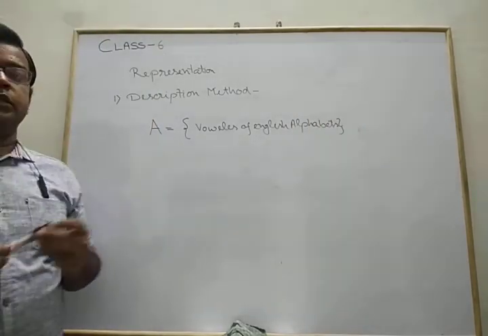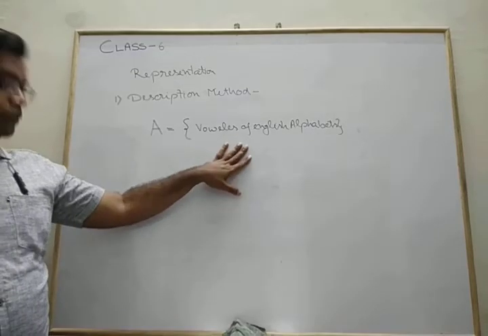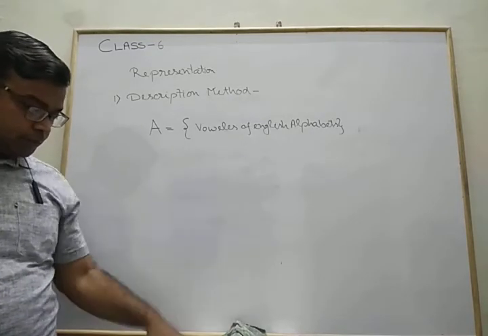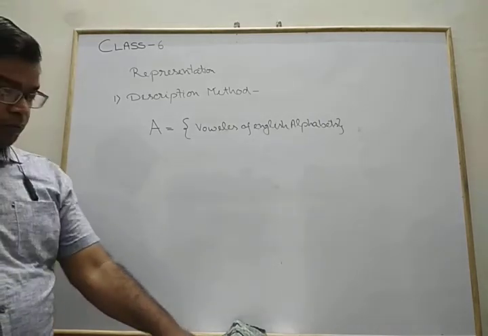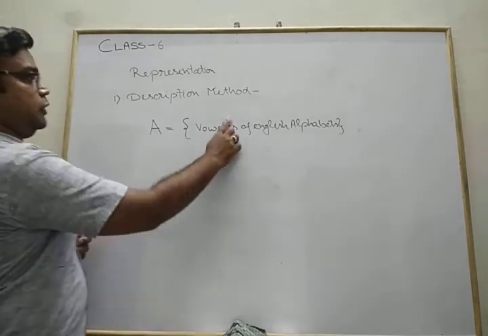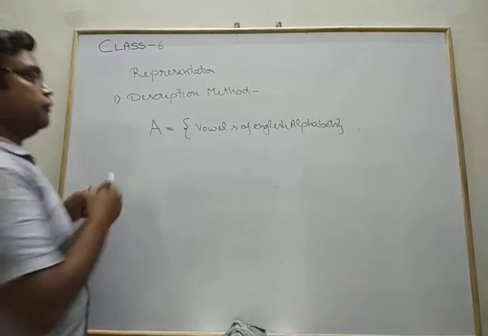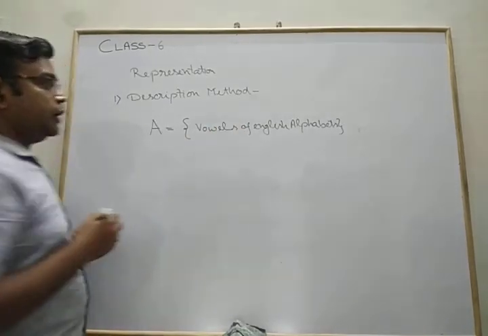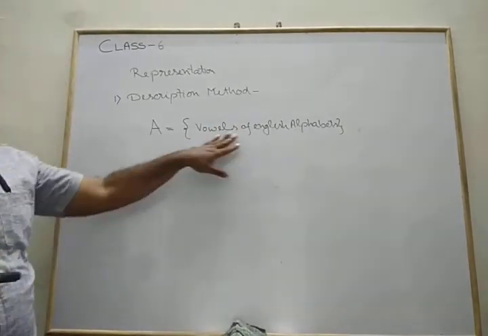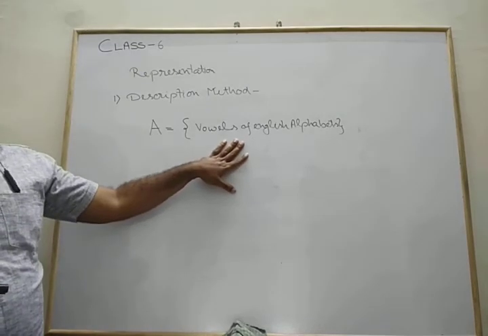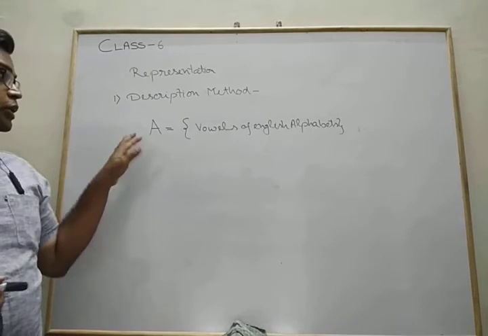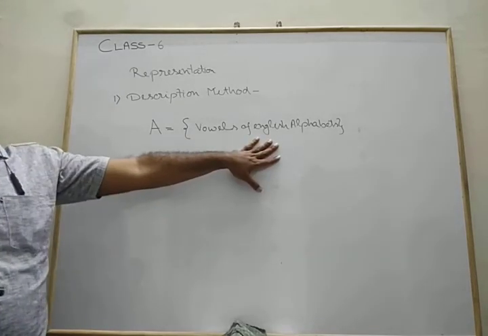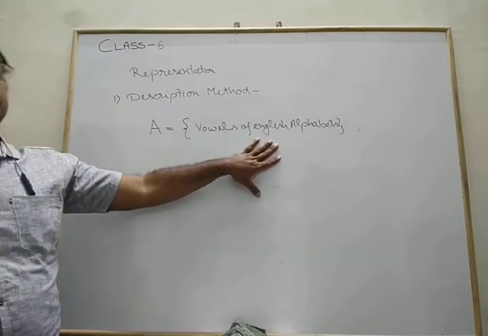Vowels of English alphabet means what? In this case, we know that in English alphabets we have only 5 vowels, that is A, E, I, O, U. So this is a well-defined collection of set. This is the first easiest method, the description method.